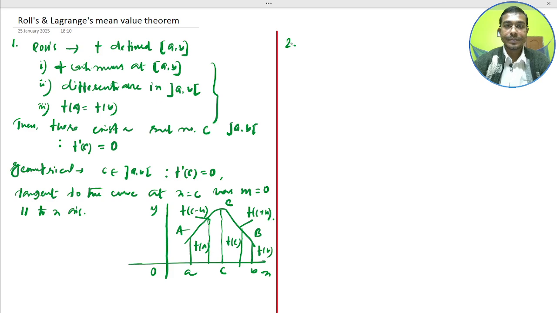Next one, Lagrange's mean value theorem.